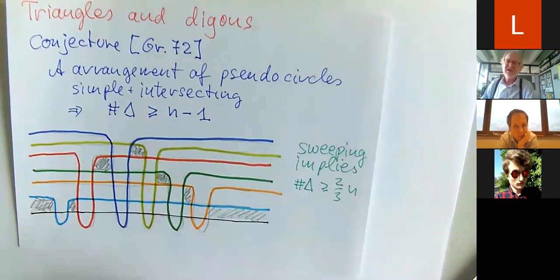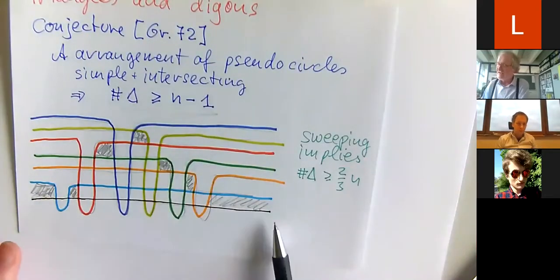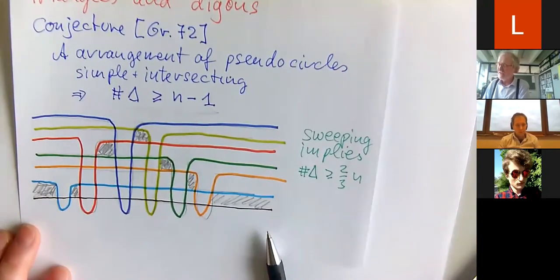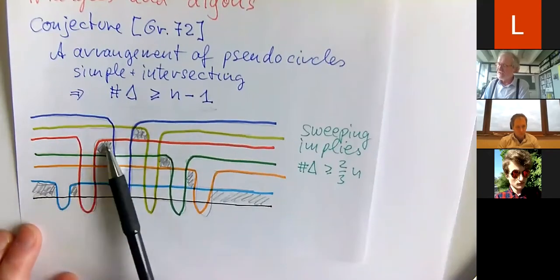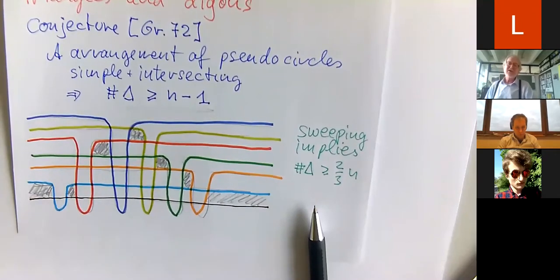Now let me close this first part with two further conjectures. Here is something about triangles and digons. If you have an arrangement of pseudo circles that is simple and intersecting, but now we allow digons, then the number of triangles is at least n minus one. Here you see a construction which shows that this is tight. Of course we have to close everything into a pseudo circle, but this is done trivially because we already see all the crossings needed, and the triangles are just these, and it's n minus one. The lower bound that we know comes again from sweeping, but this time we can only argue that we see triangles on one side, so every pseudo circle only contributes to two triangles, and so two-thirds n is what we get.